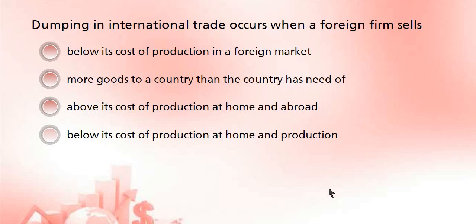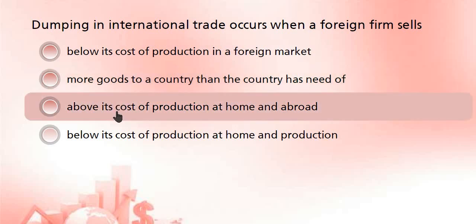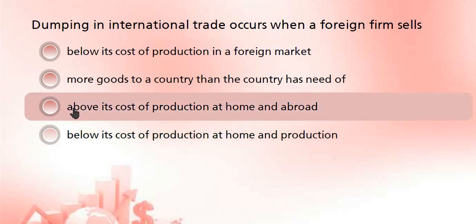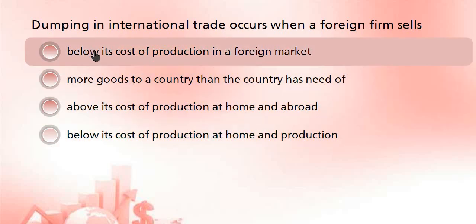Question 43. Dumping in international trade occurs when a foreign firm sells A. below its cost of production in a foreign market, B. more goods to a country than the country has need of, C. above its cost of production at home and abroad, and D. below its cost of production at home and abroad. So the right answer is below its cost of production in a foreign market.